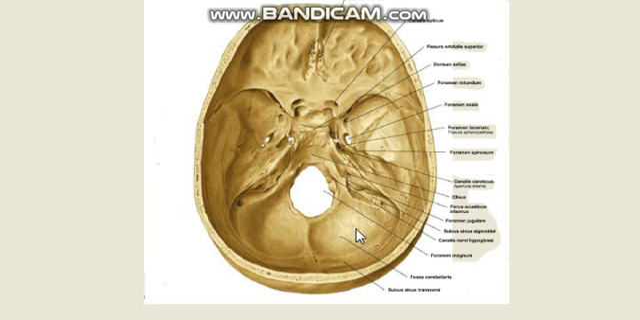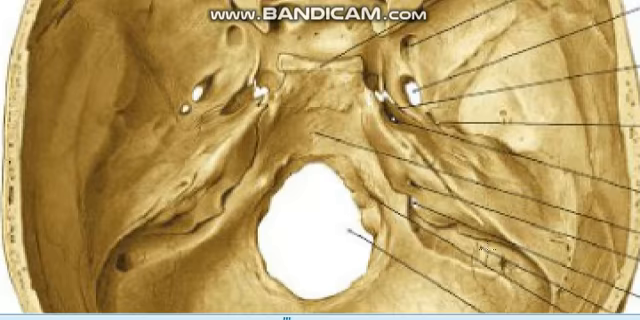So the posterior cranial fossa is formed mainly by the occipital bone, which also contains the foramen magnum, and it is partly formed by the posterior part of the body of the sphenoid and by the petrous, mastoid and partly squamous part of the temporal bone. Now if we just look at this in a higher magnification, things are bound to be somewhat clearer.